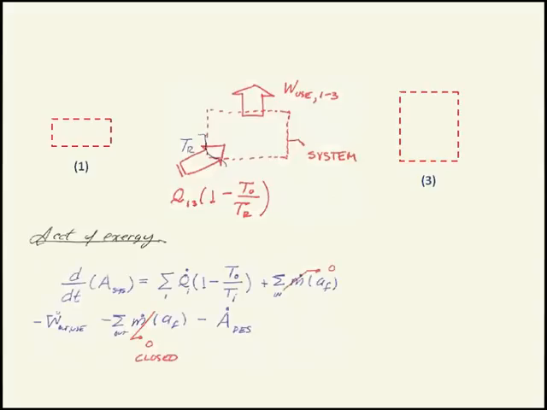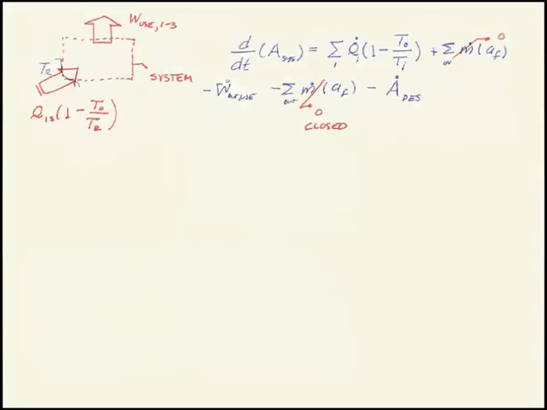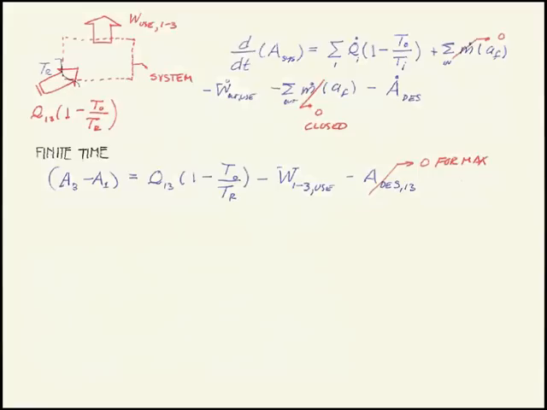There's my general accounting of exergy, good for any system in the entire universe. I've gotten rid of the m dot AF terms because this is a closed system. And the next thing I'm going to do is integrate it with respect to time, because I'm going from 1 to 3 over a finite time. I'm not looking at a rate basis. So on the left-hand side, I multiply by dt, and I get dA. Integral of dA is delta A.